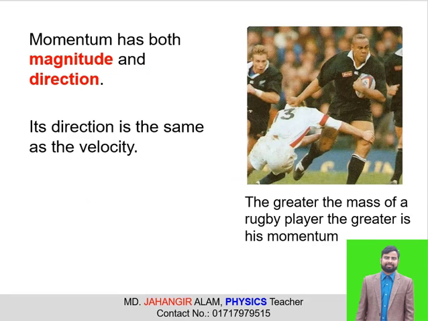Momentum is a vector quantity because it has both magnitude and direction. Its direction is the same as the velocity. Look at the diagram. The greater the mass of the rugby player, the greater its momentum. So momentum depends on two things, mass and velocity, because momentum is the product of mass and velocity.